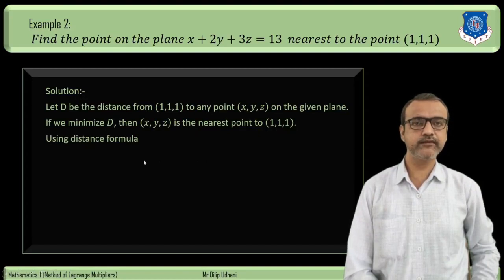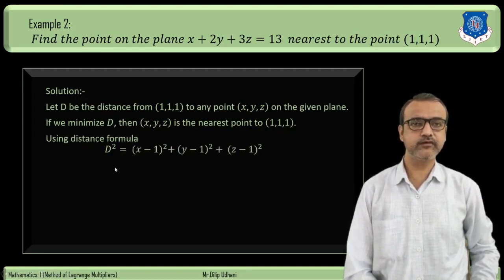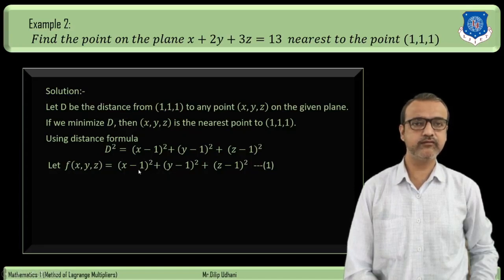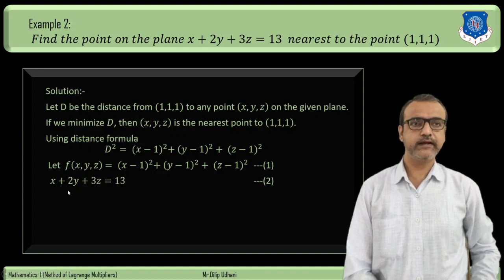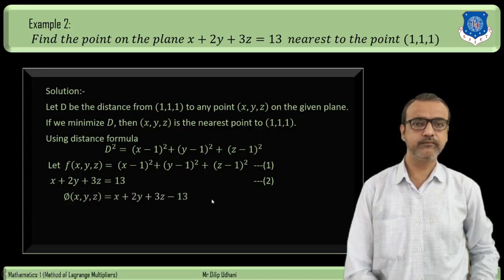First of all, we will apply the distance formula, and d square will be x minus 1 the whole square plus y minus 1 the whole square plus z minus 1 the whole square. This is the distance formula. Now let f of x y z equal x minus 1 the whole square plus y minus 1 the whole square plus z minus 1 the whole square. And the condition is x plus 2y plus 3z equals 13. So we have phi of x y z equals x plus 2y plus 3z minus 13.